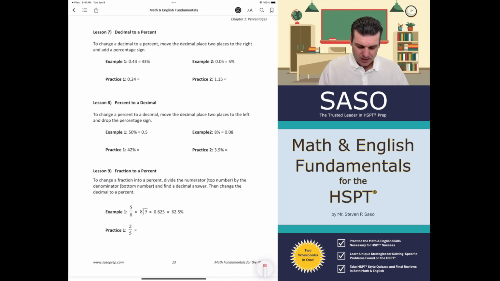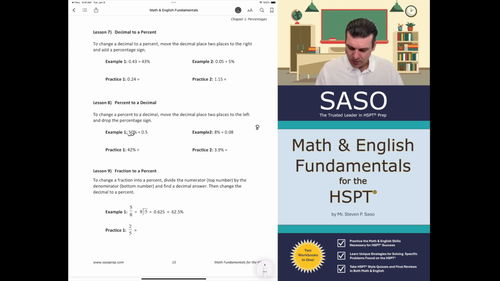So example 1, 50%. Now remember, the decimal is understood to be after the 0 in the 50, so we move it over 2 places to the left. Again, I like just writing that in with my pencil so I minimize any mistakes, and our answer is 0.5 or 0.50.